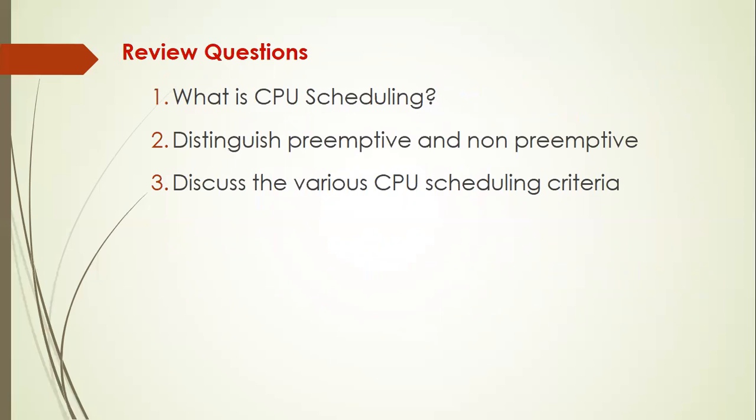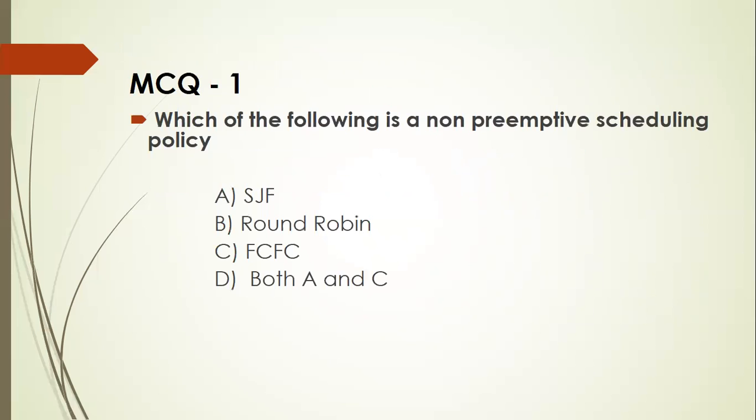Now some review questions to check your level of understanding. These are some of the questions that may appear in your examination. What is CPU scheduling? CPU scheduling is an algorithm that decides which process in the ready queue should be serviced first, which should be serviced next, etc. Distinguish between preemptive and non-preemptive algorithms. I have given many differences between them. Discuss the various CPU scheduling criteria: throughput, utilization, waiting time, response time, etc.